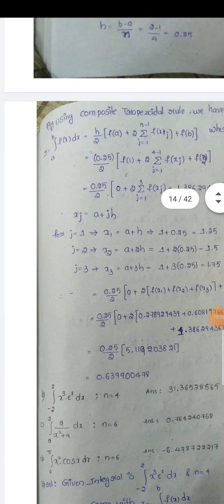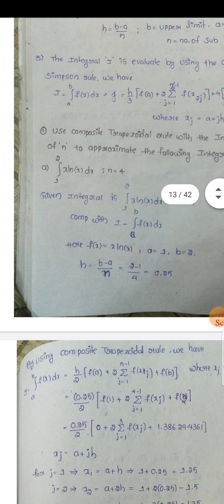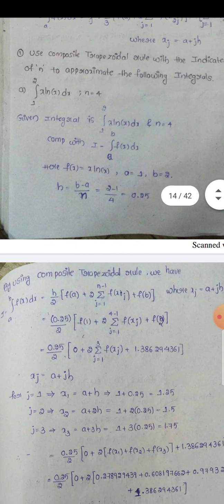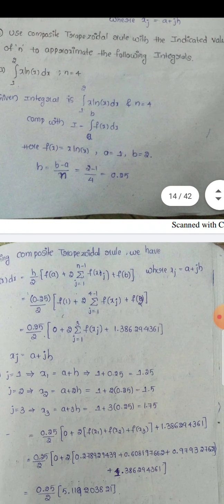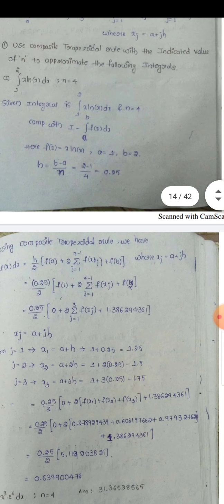Next problems. First problem, use composite trapezoidal rule with the indicated value of n to approximate the following integrals. A, integral 1 to 2 of x ln x dx, n equals 4. Given integral is integral 1 to 2 of x ln x dx and n equals 4.